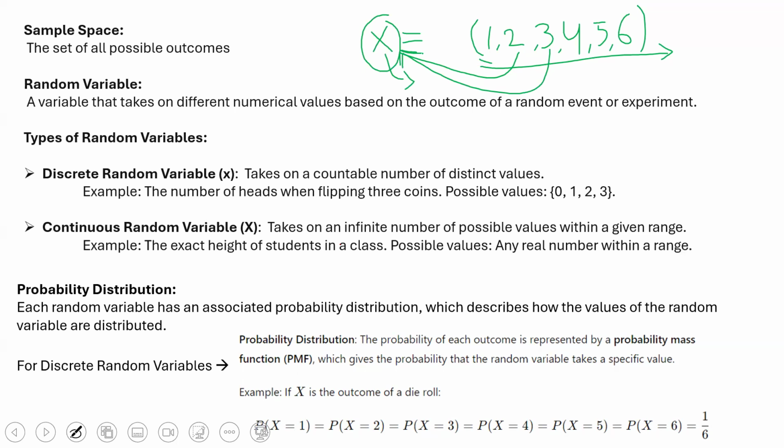So random variable can take different numerical values. What do different numerical values mean? Different numerical values are possible when you roll a dice. Those are possible outcomes basically. So different numerical values means different possible outcomes. These are different possible outcomes when you're rolling a dice, and that outcome is taken by a variable, and we call such variables random variables.